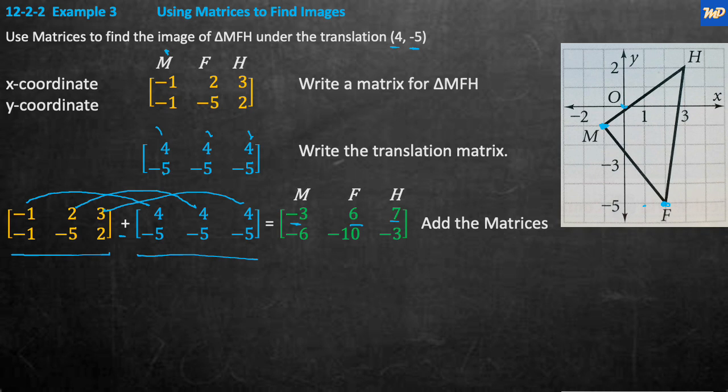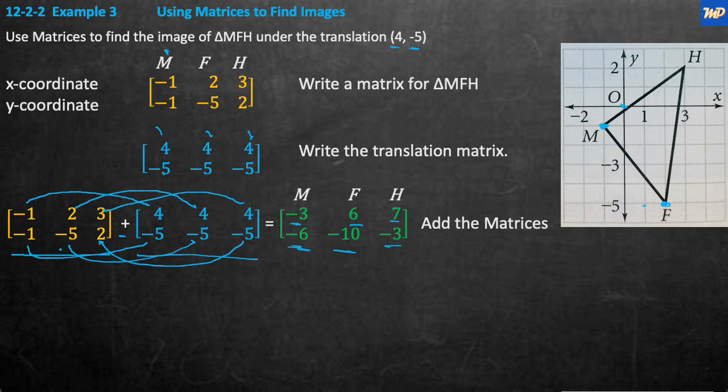And now we're going to do the y values. You have negative 1 minus 5 gives you negative 6. Here's the negative 6. Negative 5 minus 5, that's plus a negative 5, is negative 10. And then 2 plus negative 5 is negative 3.